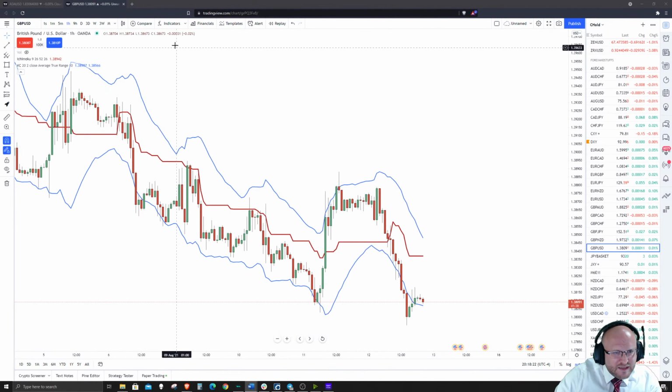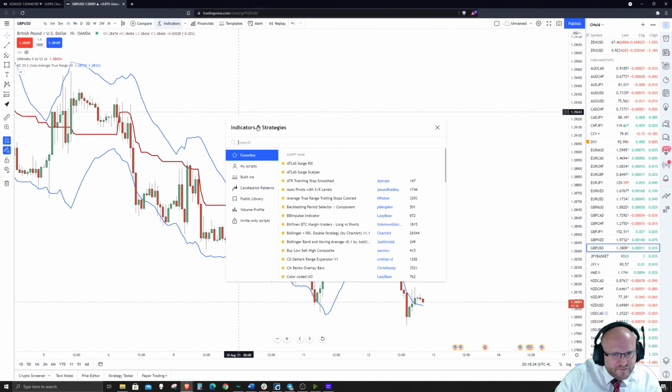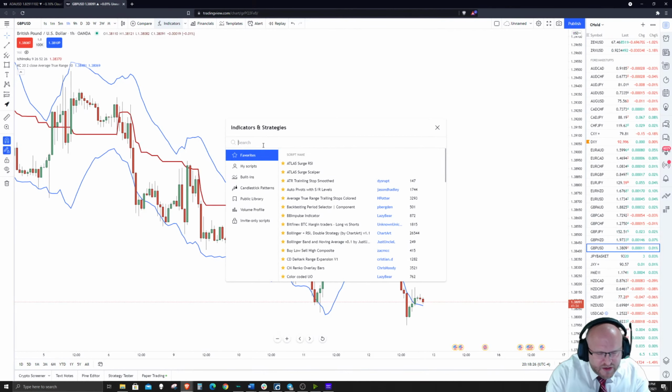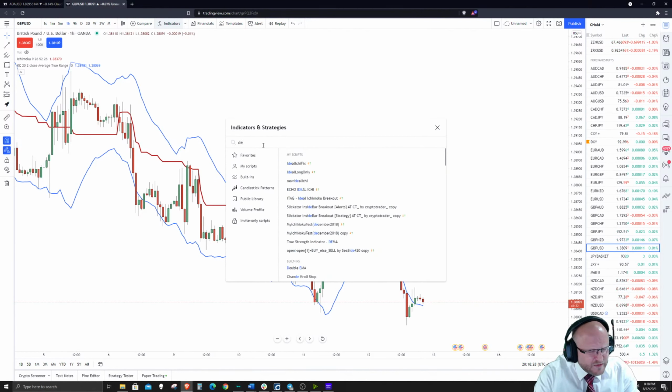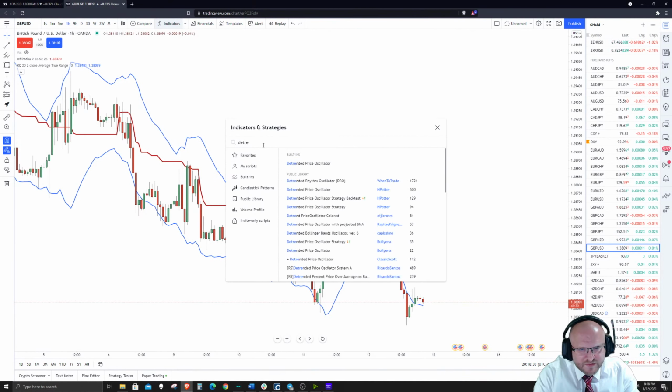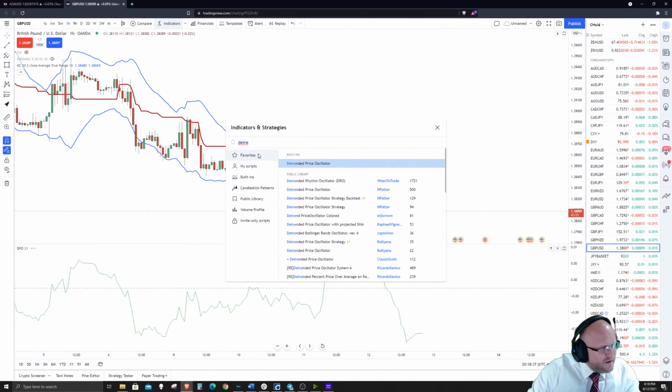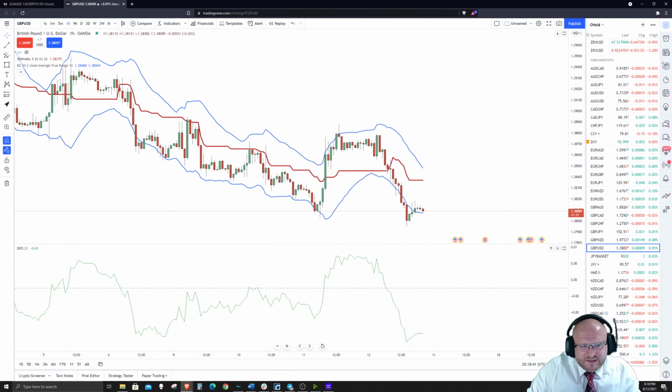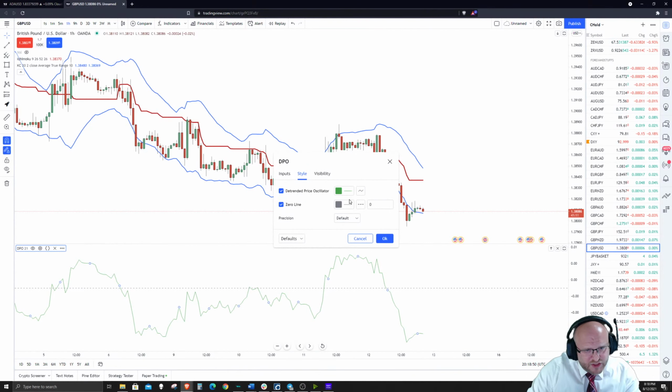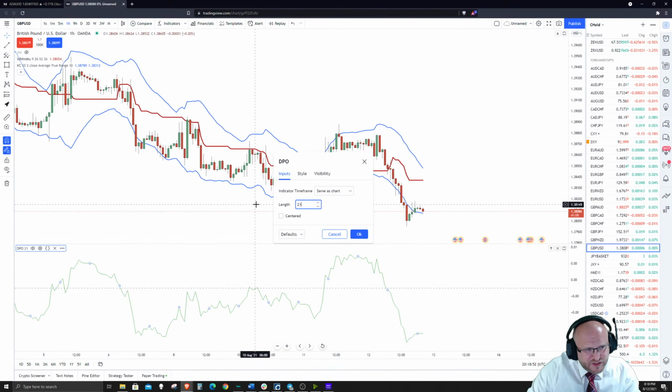The next indicator you're going to want is the detrended. Some software calls it the detrended or just the detrended price oscillator. That's what we want next. And this is the last thing we're going to add on our screen. By default, it's set to 21. We want to change that in the inputs to 7.